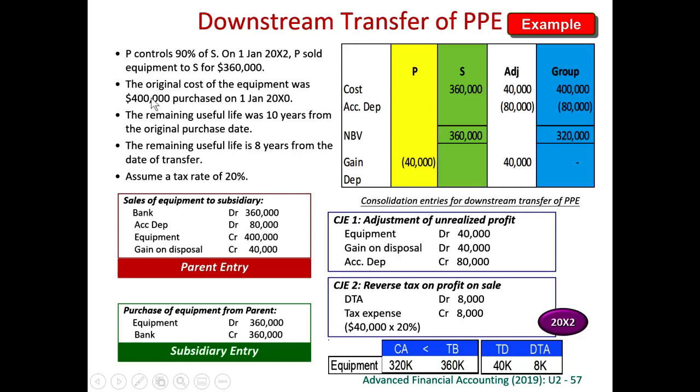What does that mean? This means $400,000 original cost, 2 years has been depreciated, so the net book value of the disposal is $320,000. So from the viewpoint of the parent, they think that they successfully sell something which has got a net book value of $320,000 for $360,000. Therefore, they have got a gain on disposal of $40,000. This is 100% correct in the financial statement of the parent. In the financial statements of the subsidiary, they think that they have got an equipment of $360,000 and they pay $360,000. This is again correct.